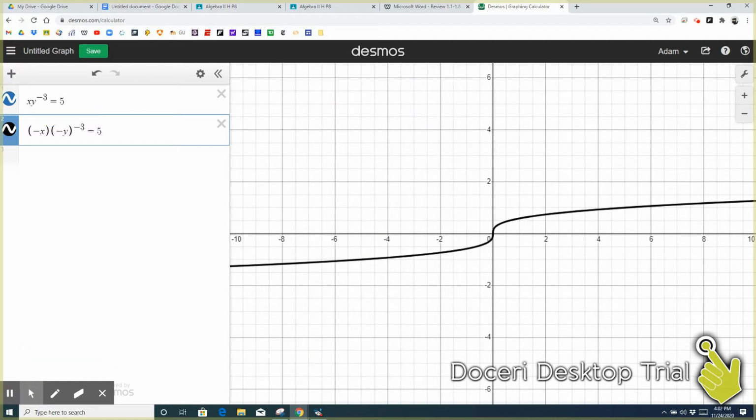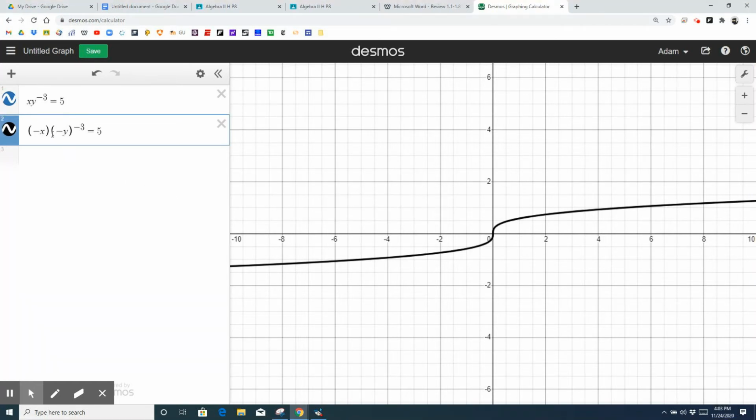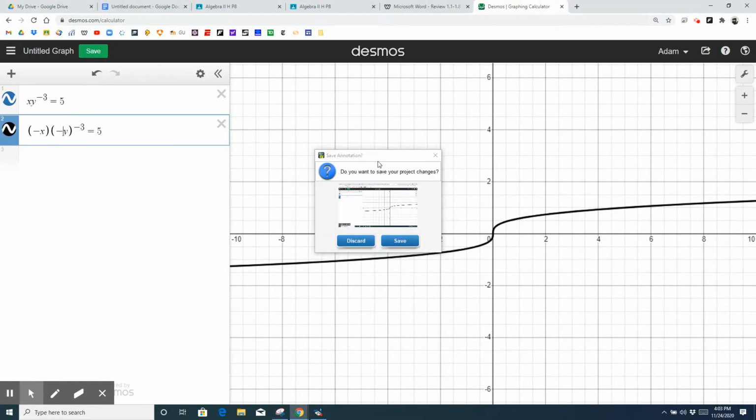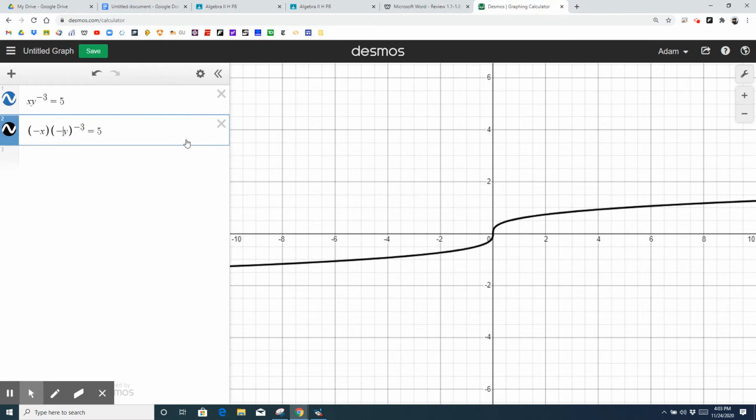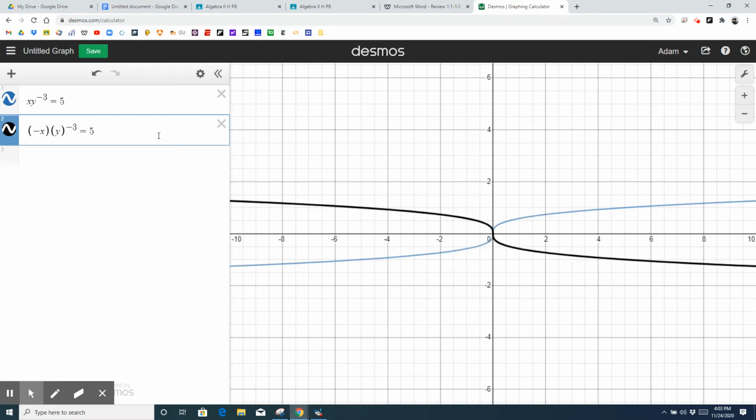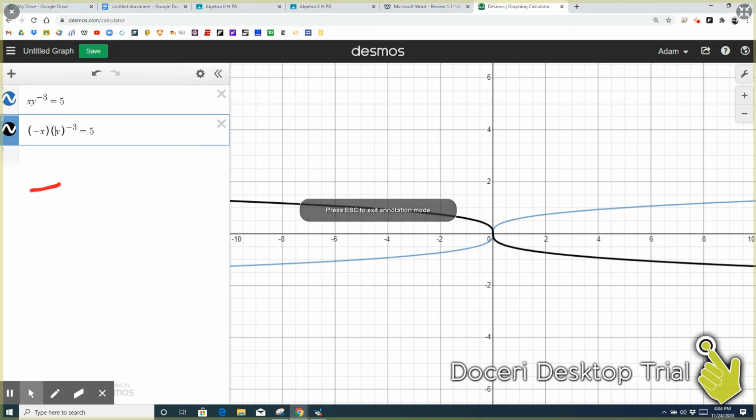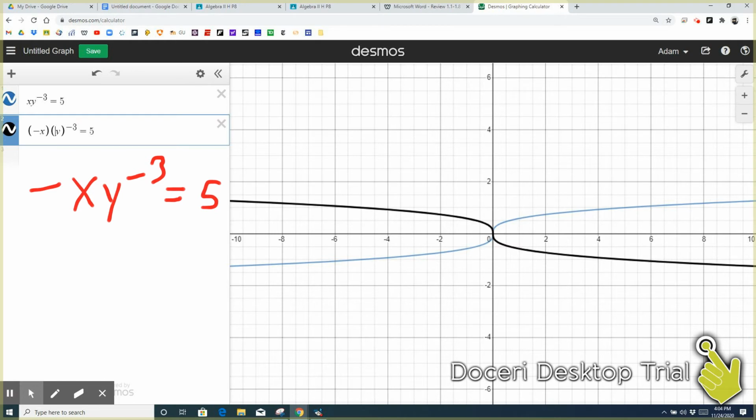And to show that it doesn't have y-axis symmetry, well, if something has y-axis symmetry, that means for every x value, there's an opposite x, but the y value stays the same. So if I just change this to that, the black graph would be the blue graph reflected over the y-axis. Now, if I try to simplify that, it wouldn't simplify to the original equation. It would be negative x times y to the negative third equals 5. The original equation was positive x times y to the negative third equals 5. So it's not the same thing. So that's why it doesn't have y-axis symmetry.